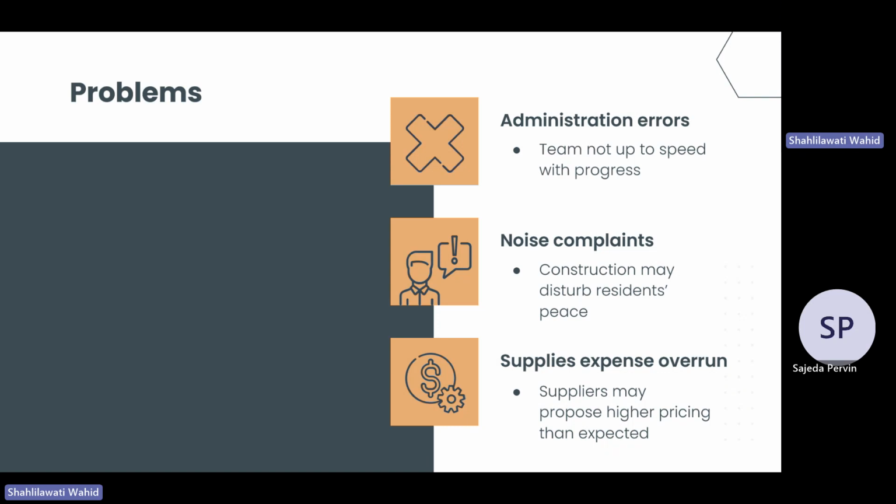And we might also receive some noise complaints from the residents settling nearby the construction sites. This is understandable as our project requires a period of 7 months to be completed, and the noise level will definitely disturb the former peace of the residents. And thirdly, supplies expense overrun may occur as market pricings are constantly changing, and we cannot be sure that our suppliers won't change their budget offer.